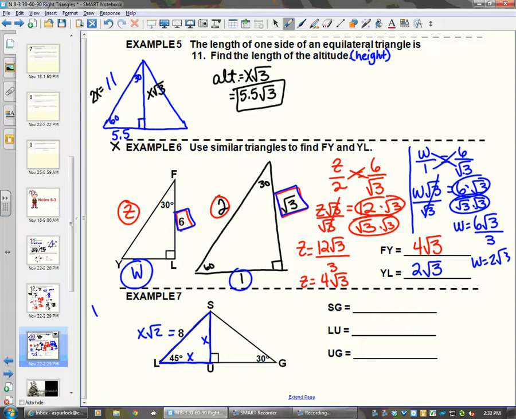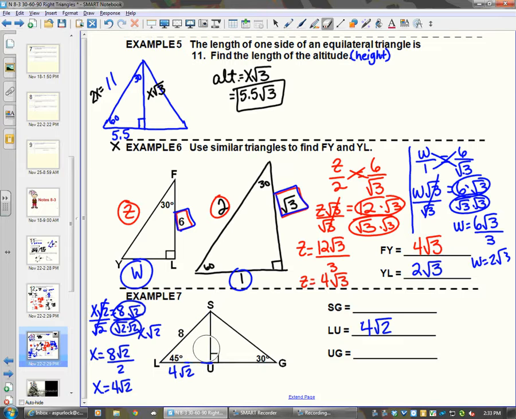So we know x square root of 2 has to be equal to 8, right? To solve this, just like we've been doing, we're going to divide by the square root of 2, then multiply by the square root of 2. And what do I have left on top? We've got 8 square root of 2 over what's left on the bottom? 2. And we reduce that to get 4 square root of 2. And that tells us one of the answers here. We've got LU is 4 square root of 2.